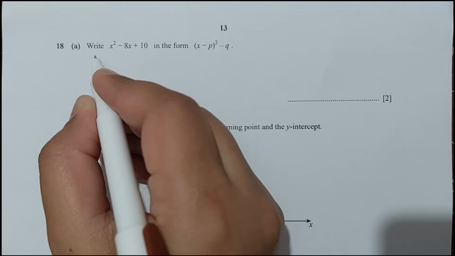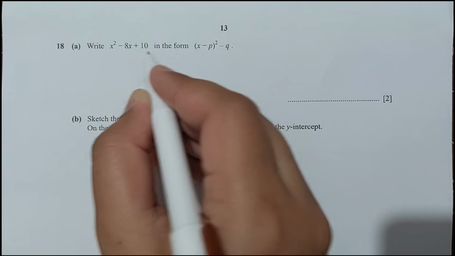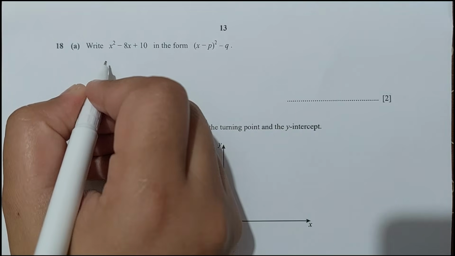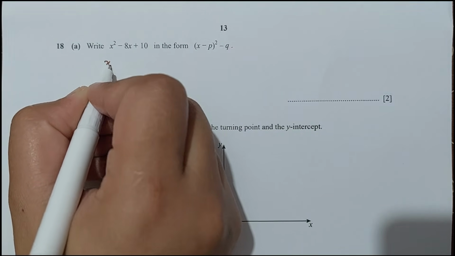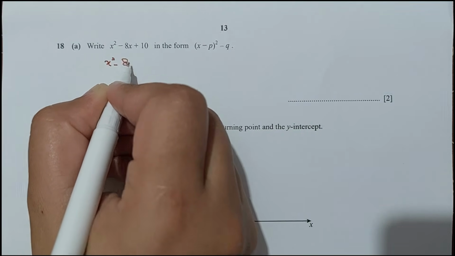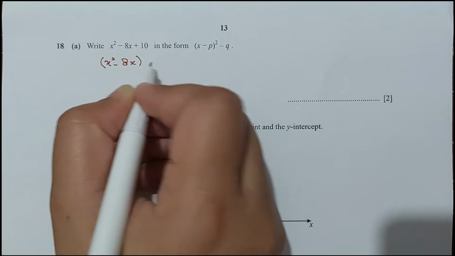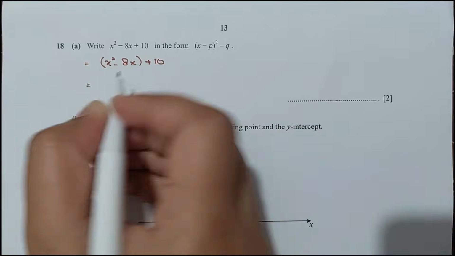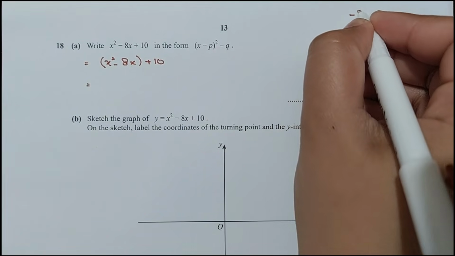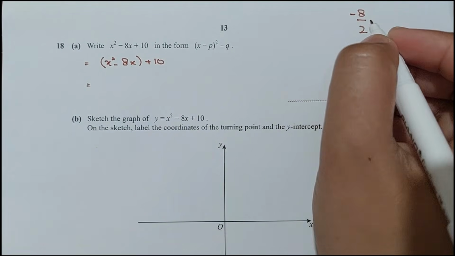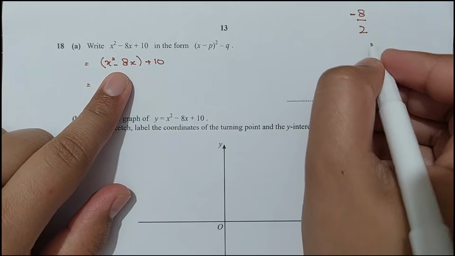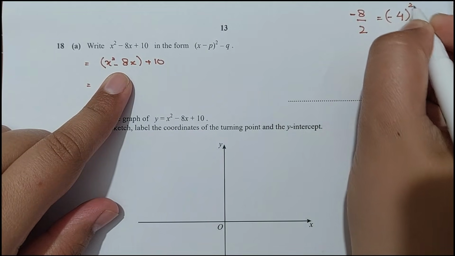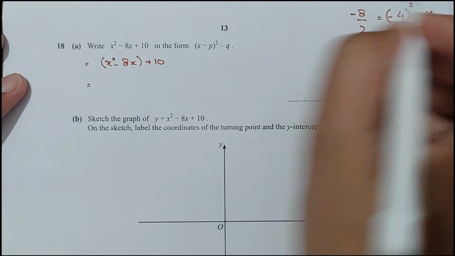Question number 18, part A, write the standard form of a quadratic equation in the form of a vertex. So what you have to do, you have to take the coefficient of x square common from the first and the second term. Since the coefficient of x square is already 1, no need to take anything common. Now you have to take the coefficient of x. This is negative 8. You have to divide it by 2. Every time you have to take the coefficient of x and divide it by 2. This would be equals to negative 4 and take its whole square, which is equals to 16.